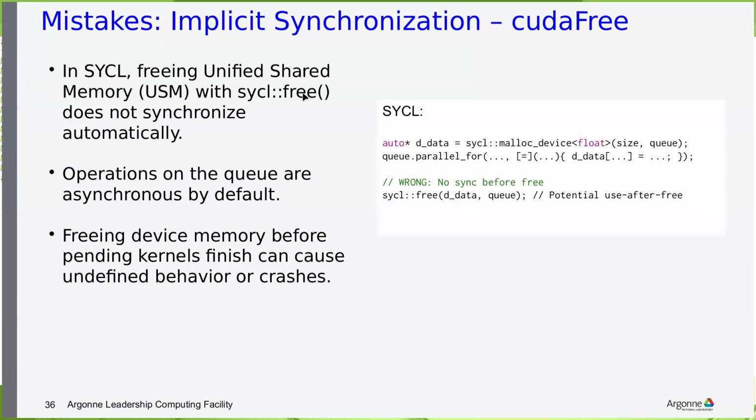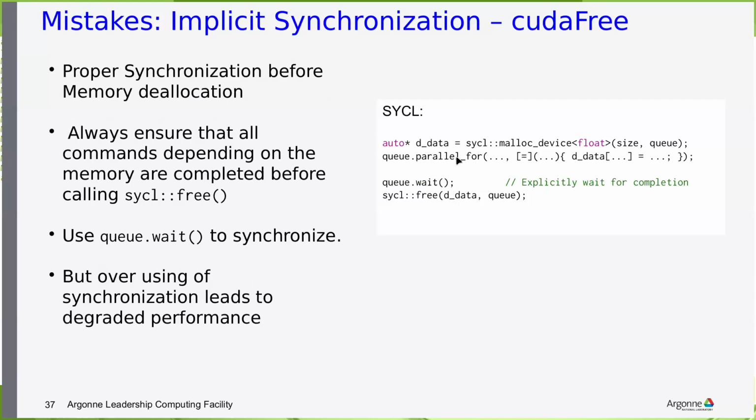So when you do a SYCL free, it does not do synchronization. Operations that are still on queue could be freed, and that can lead to undefined behavior and crashes. Once you free the memory and you use it later, it's garbage in both CUDA and SYCL. But if you translate this CUDA code to SYCL code without synchronization, this would lead to undefined behavior, just because the data would be freed even when the kernel is still being executed.